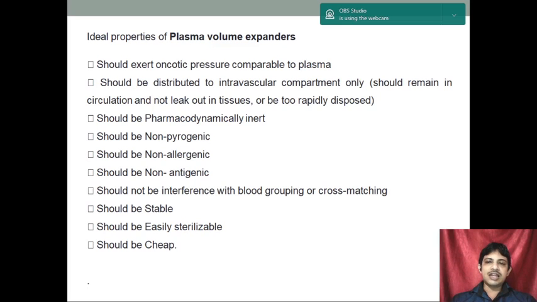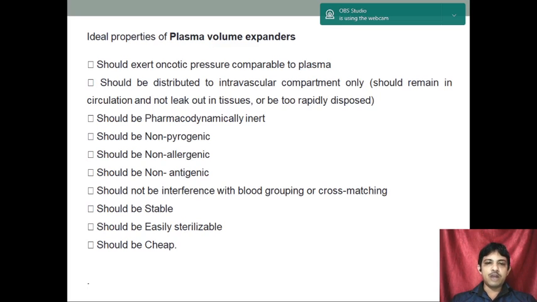It is not that after giving they will go to any other tissue, leak out to any other tissue, or be rapidly disposed of. That means they should be there in the circulation. They should be pharmacodynamically inert. That means they should not have any pharmacological activity.